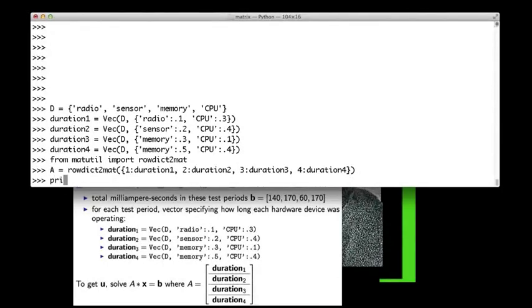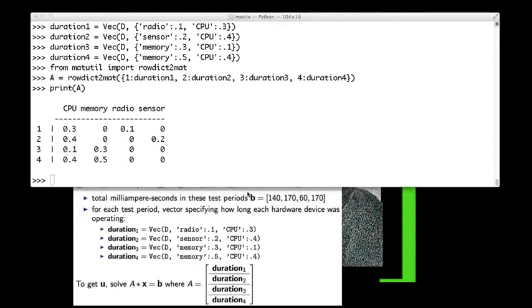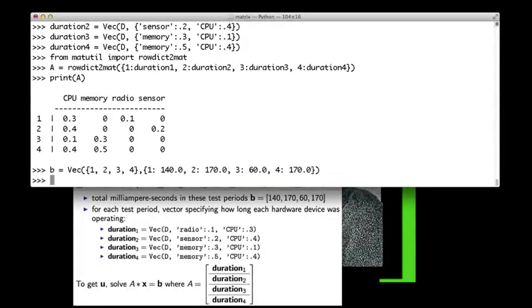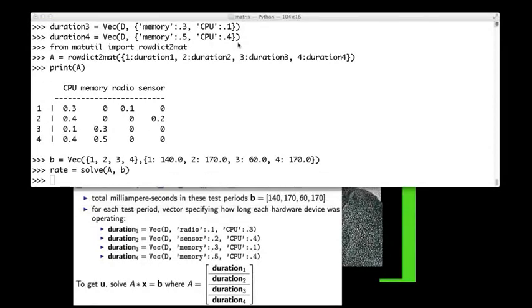Let's see how that matrix looks. Next, I'll construct this vector B that gives for each test period the total milliamp-seconds consumed in that test period. Now we're ready to use the solve procedure to solve this matrix-vector equation. We'll assign the result to the variable rate. And now let's look at the entries of rate.